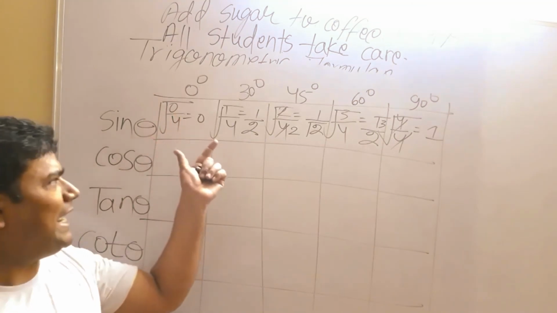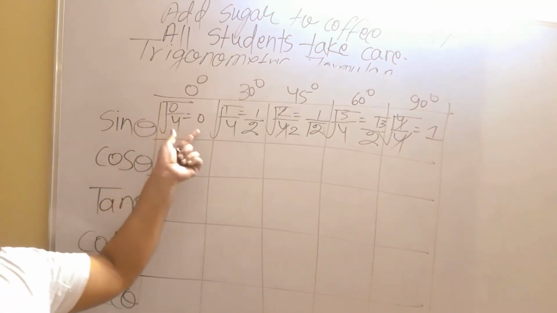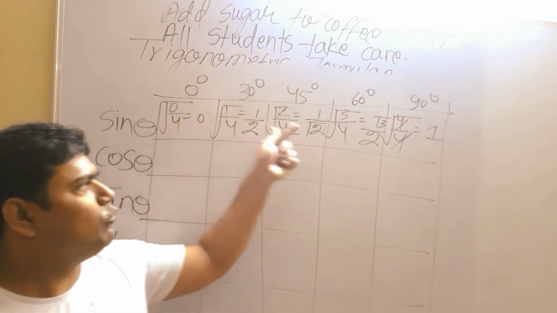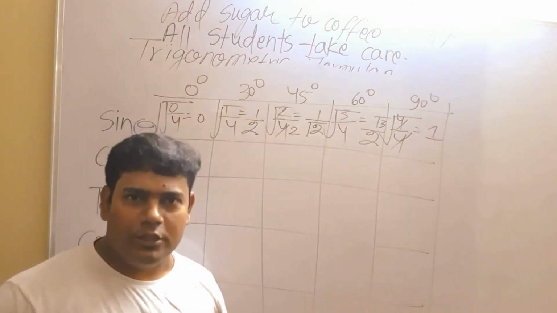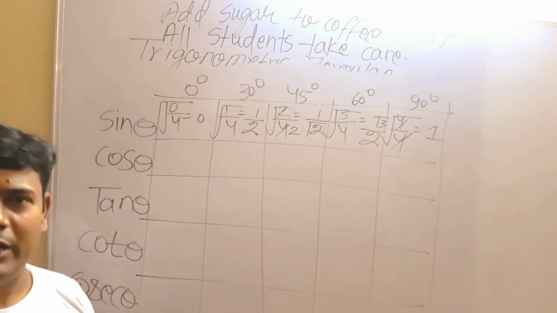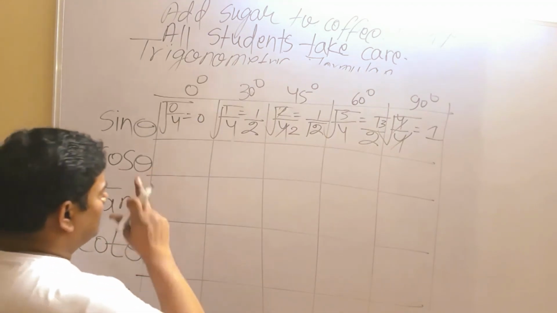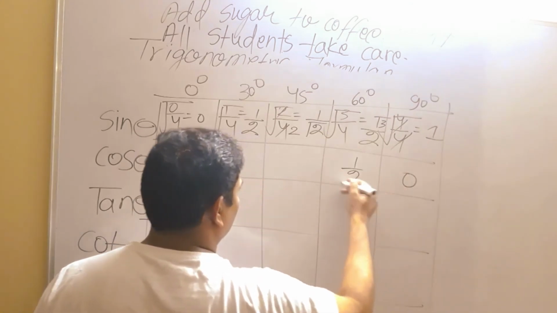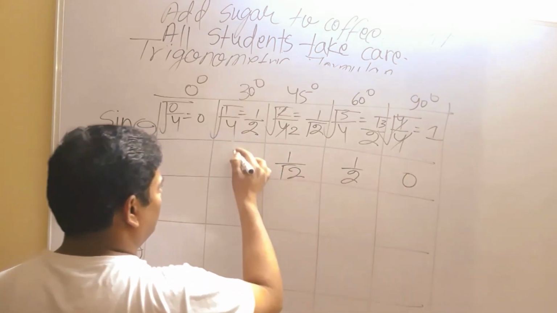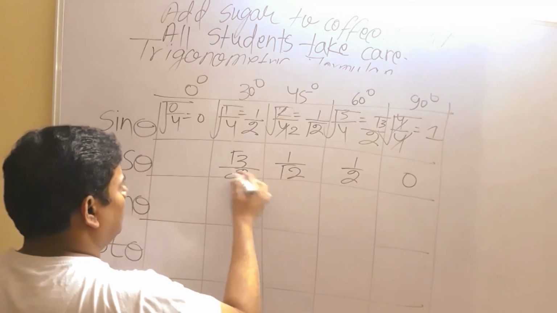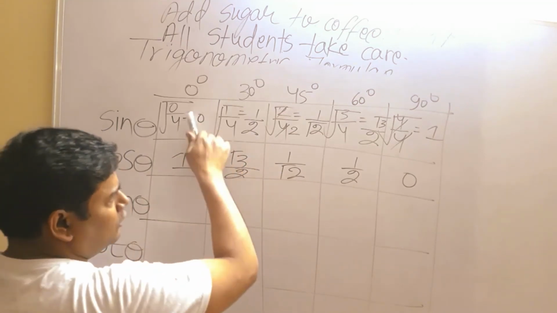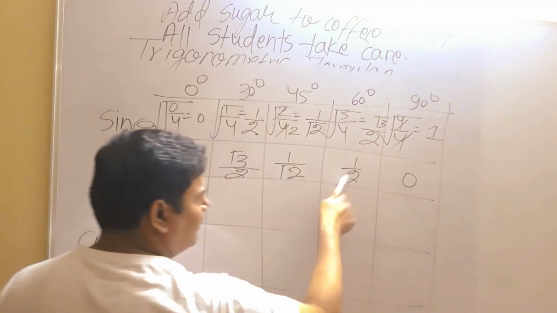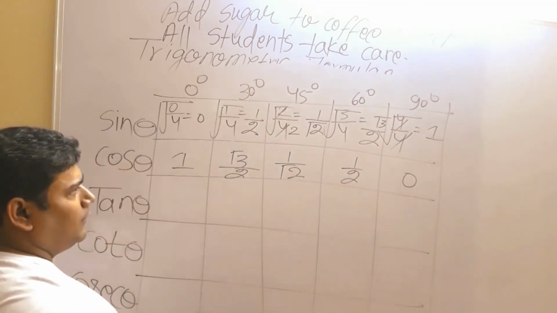Now we just memorize one line, 0 degree to 90 degree: 0, 1 by 2, 1 by root 2, root 3 by 2, 1. Now to find the values of cos theta, we will go the opposite way: 1, root 3 by 2, 1 by root 2, 1 by 2, 0.